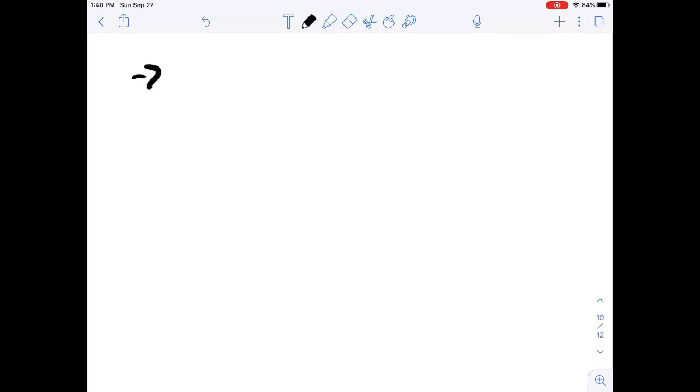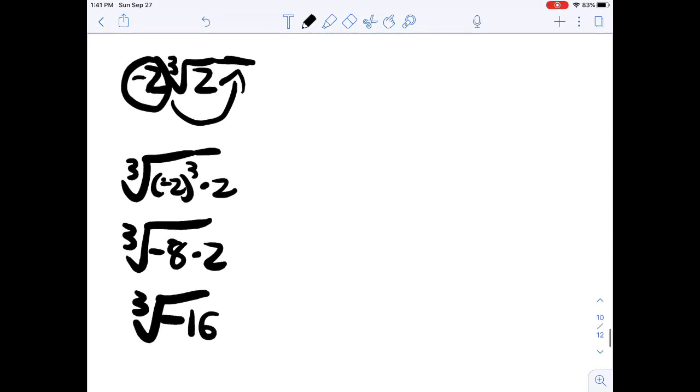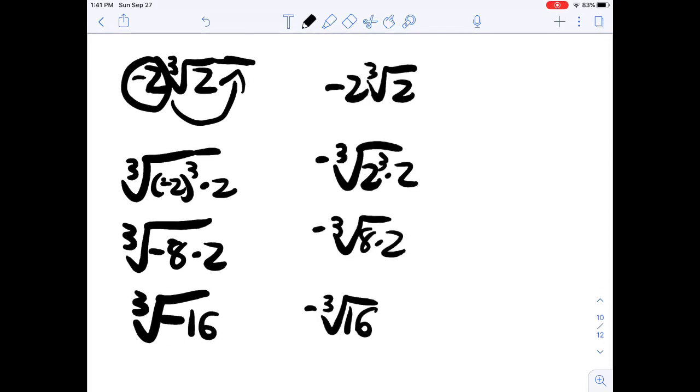Now if we had negative 2 times the cube root of 2, this time we could technically move the entire negative 2 underneath and put it under the radical sign, or you could just put the 2 underneath and leave the negative outside, because either way you can cube root a negative number. So both these ways are correct.